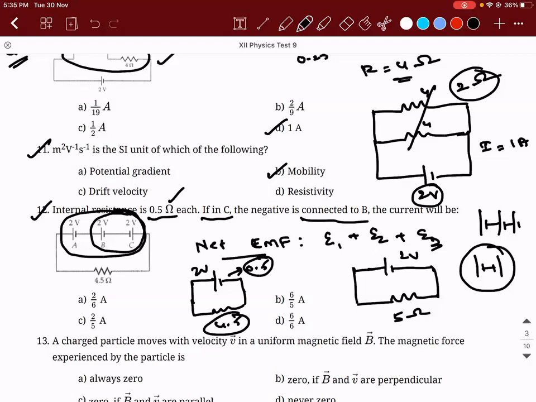So what will be the answer? V is equal to IR. I will be equal to 2 divided by 5. Is there an option? 12th one. C is the option.